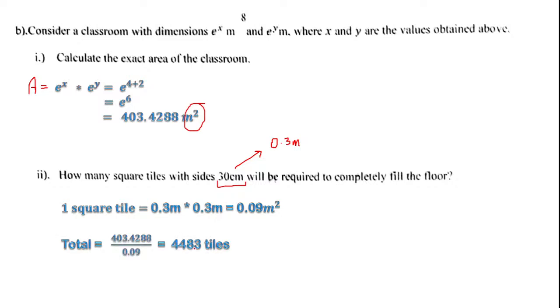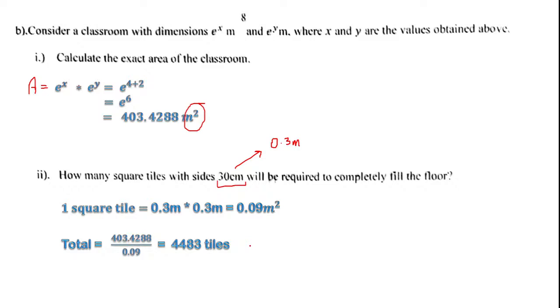And this will give us 4,483 tiles, because I cannot be talking about half tiles, so you round up to the nearest whole number. That gives us the number of tiles. Okay, so these are the number of tiles that are required.